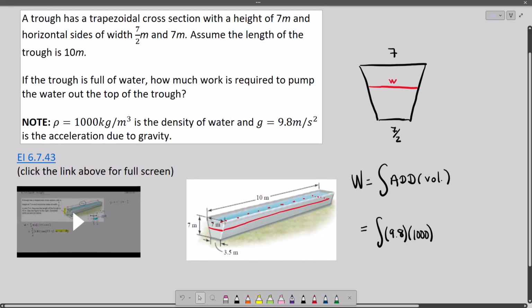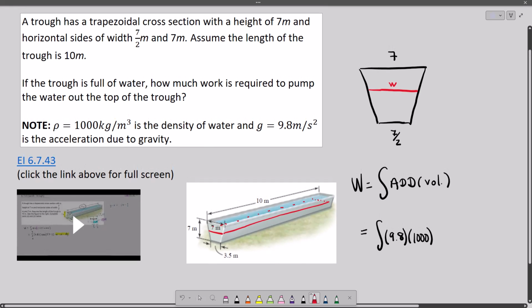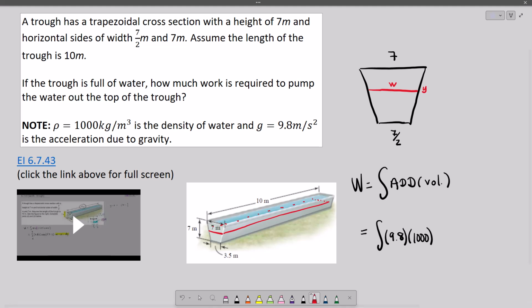So how deep would that be if this is the general horizontal rectangle at y? How deep or what distance does that have to travel to get out if we're pumping it right out of the top? The trough is 10 meters long. That's not how high it is. It's 7 meters high right there. So 7 minus y. So we just have to look to the right distance. If all that's 7, then this part right there is 7 minus y.